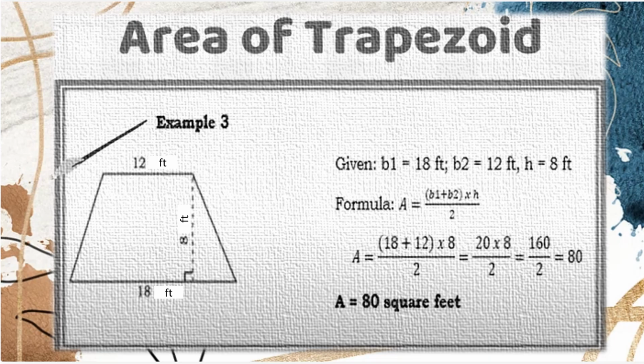Okay, in this case, we're going to use the GEMDAS rule to solve this. We add first the numbers inside the parentheses, which are 18 plus 12. 18 plus 12 equals 30, times 8, divided by 2. 30 times 8 equals 240, divided by 2 equals 120. So the area of this trapezoid is 120 square feet.